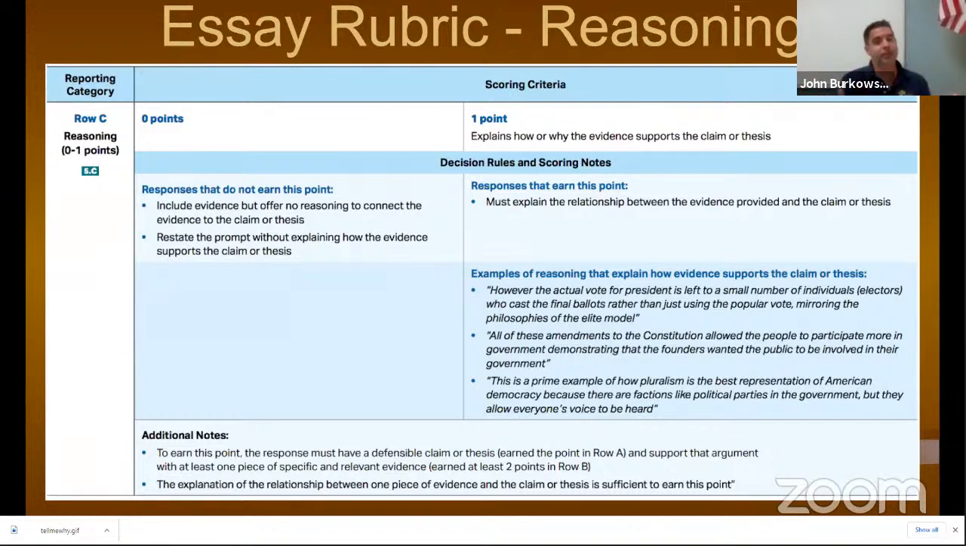Well, you still gotta do it. Must explain the relationship between the evidence provided and the claim. Basically, why did I use this evidence? Why is this evidence going to support my claim? And again, remember, it's gotta have a defensible claim.